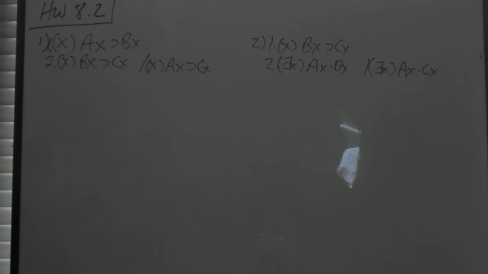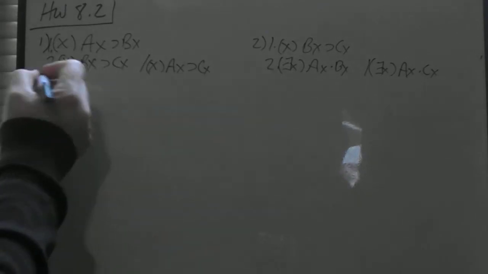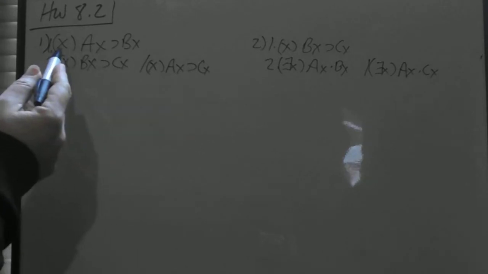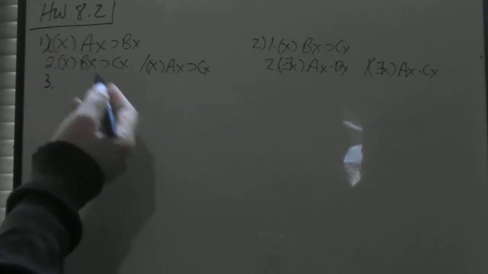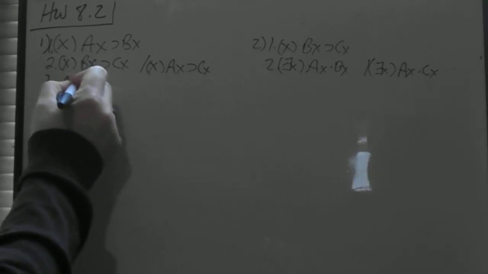Alright, so here we are back to take a look at the homework for 8.2. The first one that we're presented with has: if AX then BX, if BX then CX, therefore if AX then CX, with universal quantifiers. So we have to get rid of those quantifiers with universal instantiation. Whatever letter you choose to put in here is fine. I'm going to use S, I think.